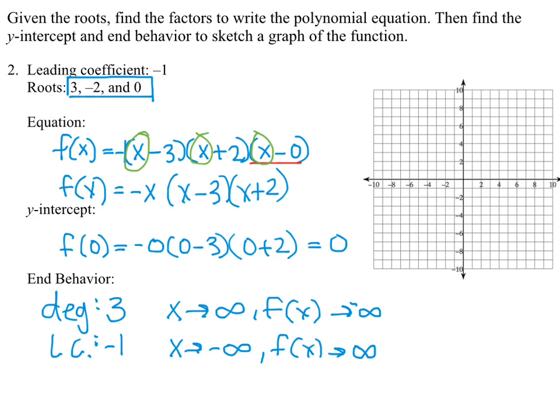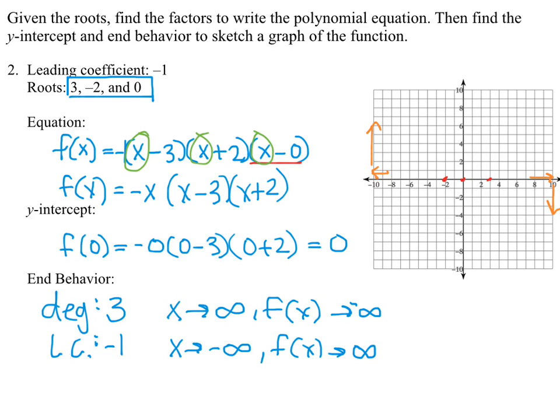So let's go ahead and put this all on the graph. I have my x-intercepts at -2, 3, and 0. And then my y-intercept is my x-intercept. As I go to the right, my graph is going to go down because of my negative leading coefficient. To the left, it's going up because of my odd degree.